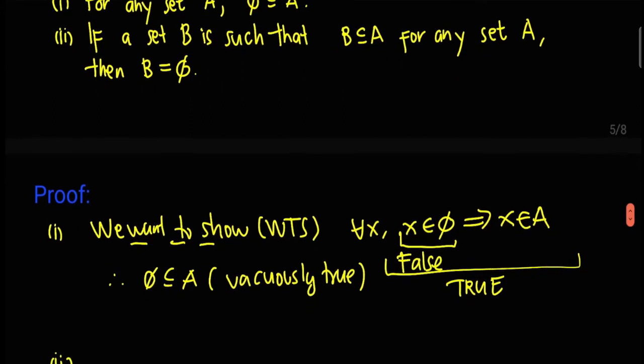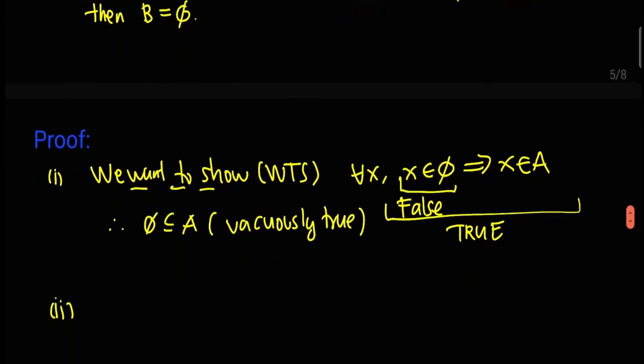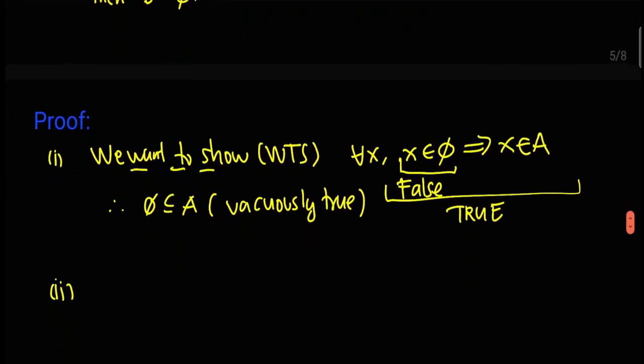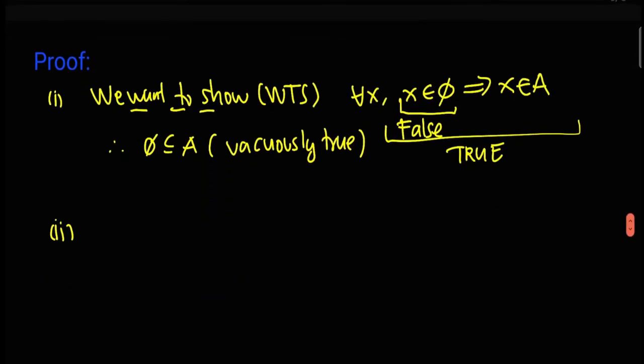Now, let's show the uniqueness of the empty set. So, we're given a set B such that for any set A, B is a subset of that set A. For any set.